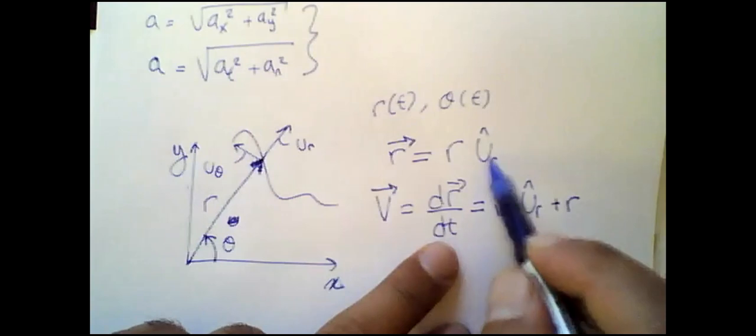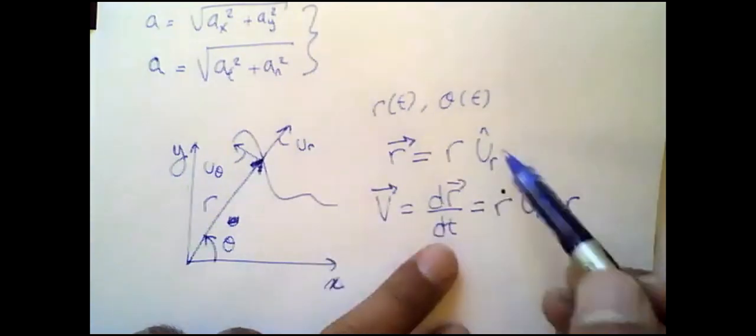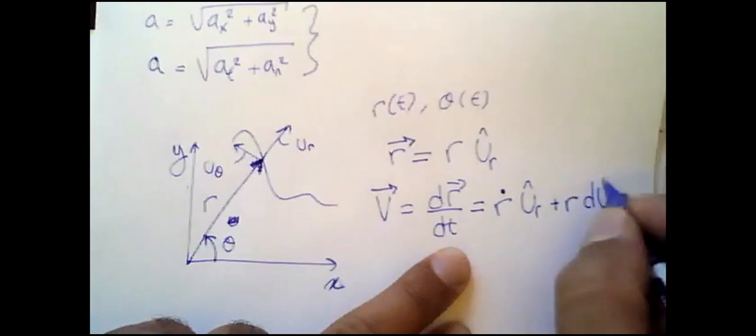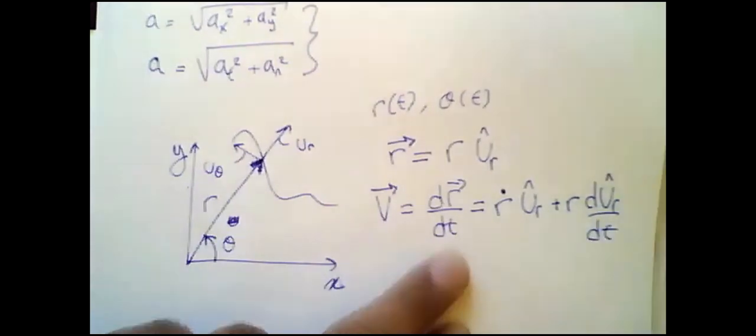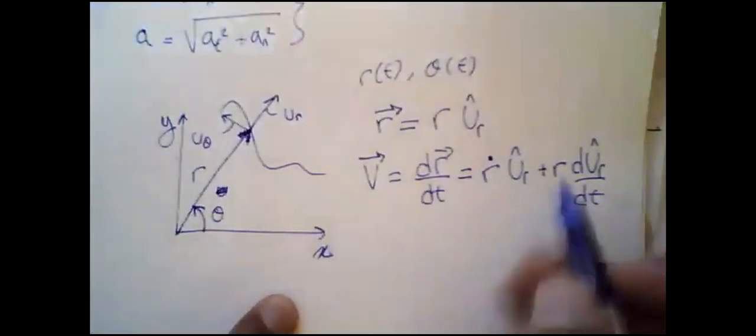Now, is the UR vector changing with respect to time? Yes, it is changing, because you are tracking this object. So the actual vector here is going to change. So it's going to be actually dUR over dt. Now, how can I find dUR over dt?